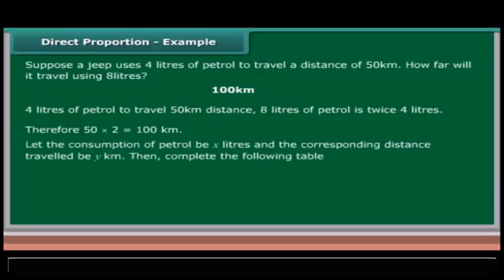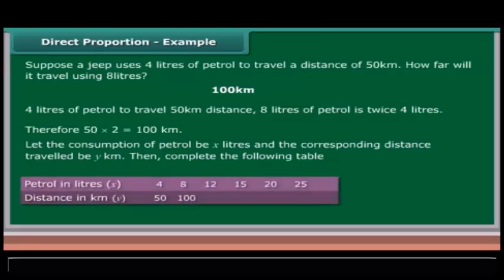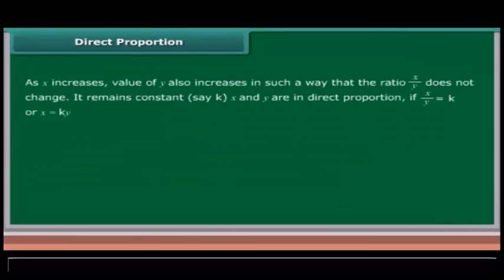Let the consumption of petrol be X liters and the corresponding distance traveled be Y kilometers. Then complete the following table. Direct proportion. As X increases, the value of Y also increases in such a way that the ratio X upon Y does not change. It remains constant.